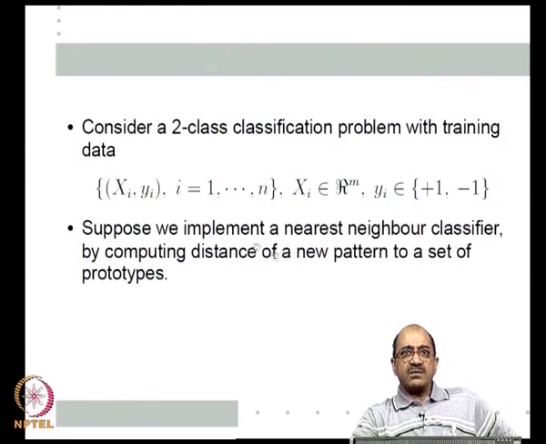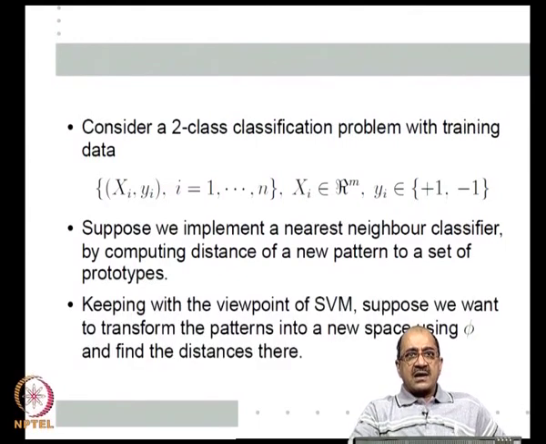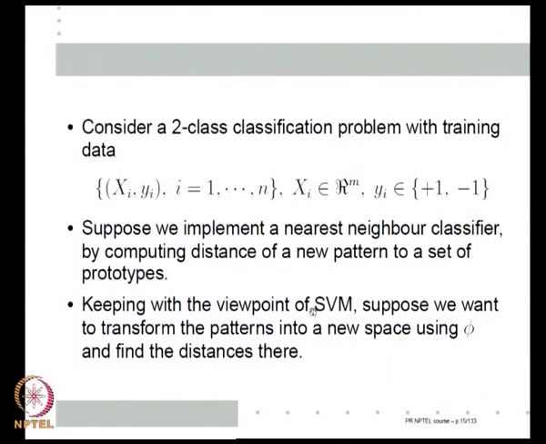Now, suppose we implement a nearest neighbor classifier by computing distance from a set of prototypes. The whole idea is, what does the SVM idea amount to? We do not do it in the original feature space, but we map the feature vectors to some other high dimensional space and do distances there. The same way we are using some phi to map x's, and we are finding Euclidean distance, or distance using an inner product, in the range space of phi.